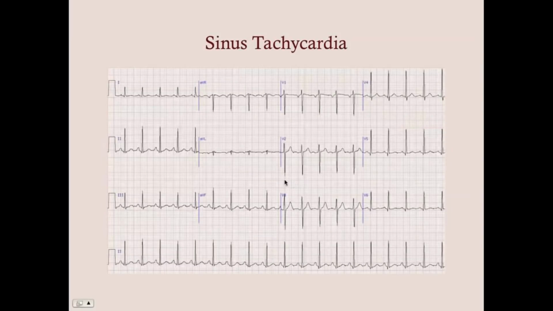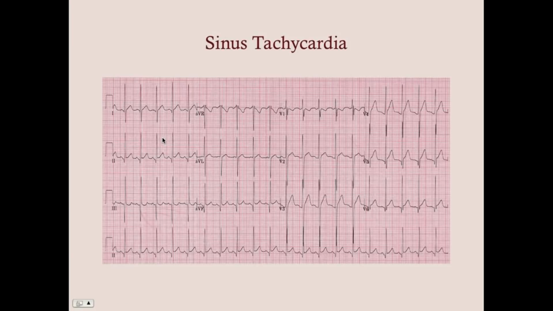Here's another one. This is even a little bit slower than the last one. This is probably about 120. Well, no, it's about the same. You got about 2.5 here, so it's probably about 130, 140 beats per minute. Either way, it's tachycardic. It's less than 3 big boxes between each QRS complex. Here's another one. This one's also 2.5. Okay, I didn't do that on purpose. So again, about 130, 140 beats per minute.